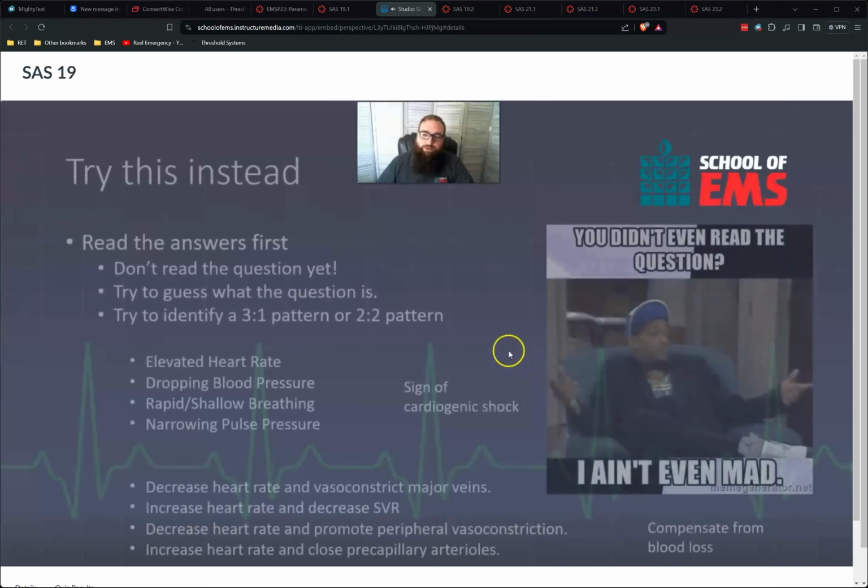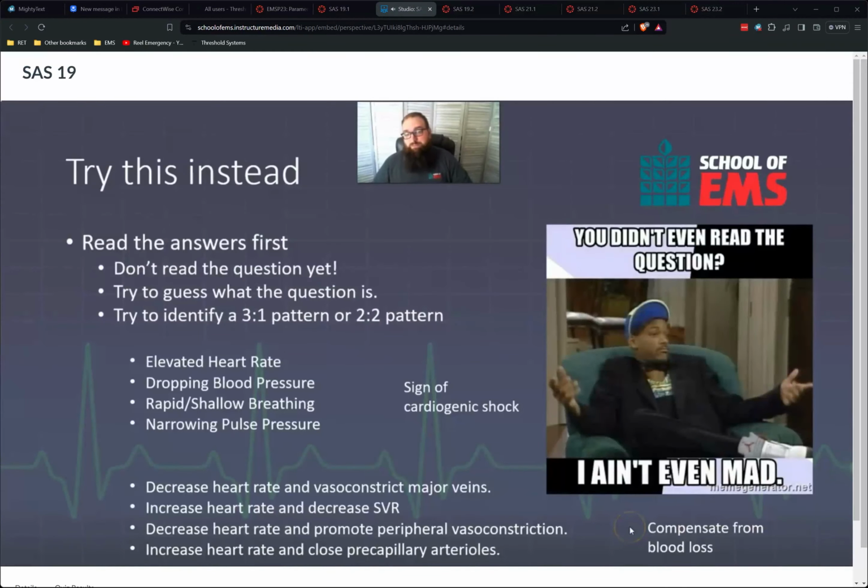And then, whoops, went too far. And then this one, I look around my mic, sorry. This is compensating for blood loss, which again would be D. And honestly, you could have probably figured out that this was D just because these three are all contradictory with each other.